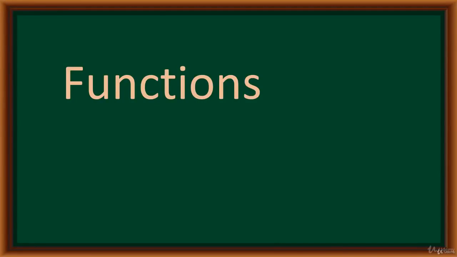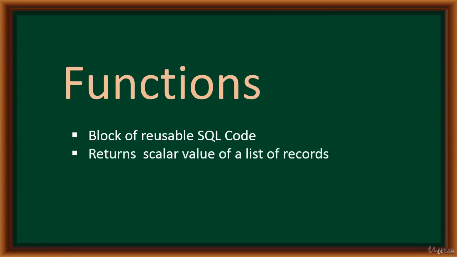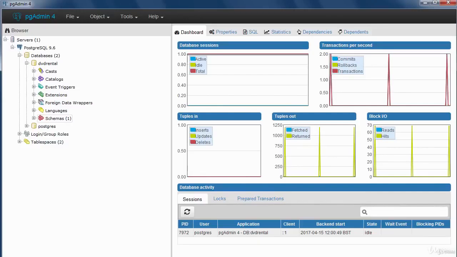Hello and welcome to this lecture on functions. What are functions? Functions in Postgres are basically a block of reusable SQL code. The code can also return a scalar value or a list of records. It also can return composite objects.